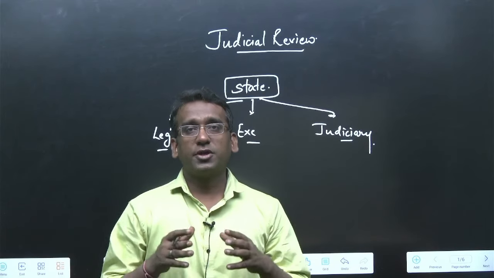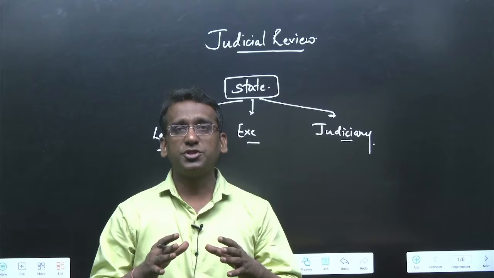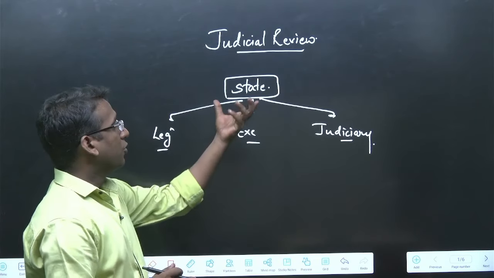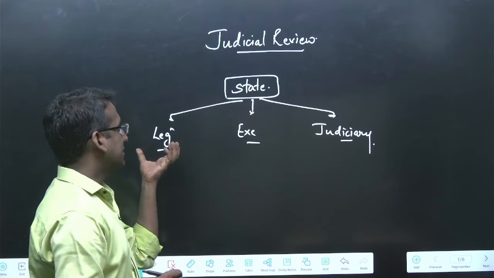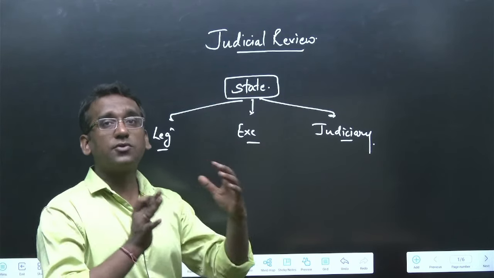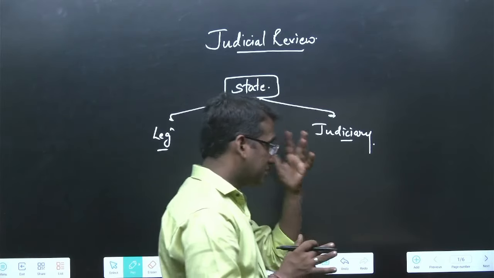Hello, dear students. In today's discussion, we will talk about judicial review in brief, the basic introduction of judicial review. We all know that a state has three organs: legislature, executive, and judiciary. And all these three organs have a role to play when it comes to legislation.